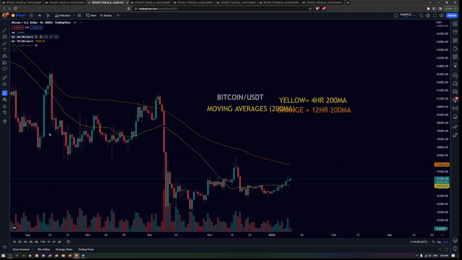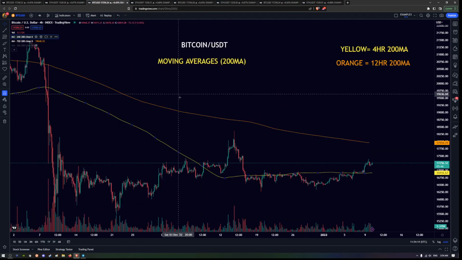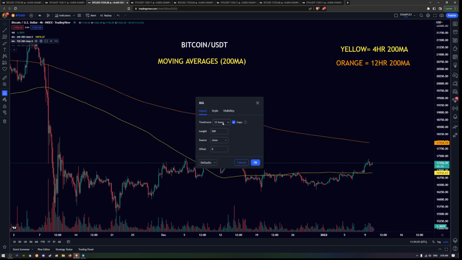Alright, we'll go back to the 4-hour again here. For this example, we're trying to apply a trade plan to this. So I've got the yellow one over here is the 4-hour 200 MA, and then the orange one is the 12-hour. Same thing, right? So I just came over here and I set the time frame for a 12-hour 200 length. So it's a 200 moving average on a 12-hour chart, and that's what this orange line is. Alright, this is what this represents.